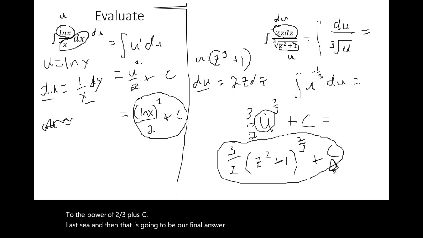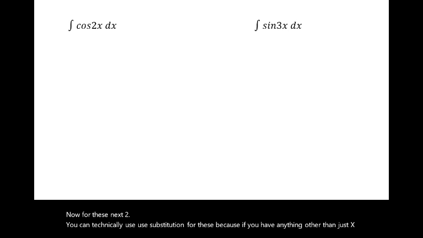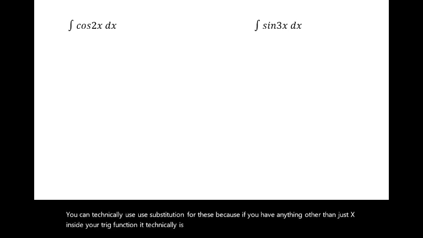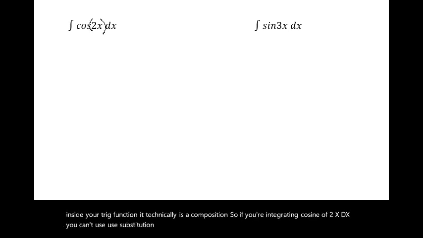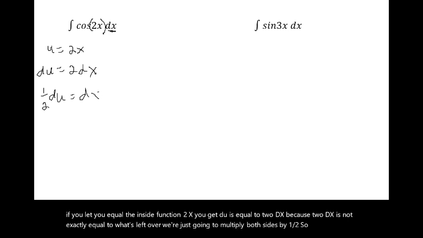Now for these next two, you can technically use u-substitution, because if you have anything other than just x inside your trig function, it technically is a composition. So if you're integrating cosine of 2x dx, you can use u-substitution. The inside function is 2x, the outside function is cosine. So if you let u equal the inside function 2x, you get du is equal to 2 dx. Because 2 dx is not exactly equal to what's left over, we're just going to multiply both sides by 1/2, so we get 1/2 du equals dx.